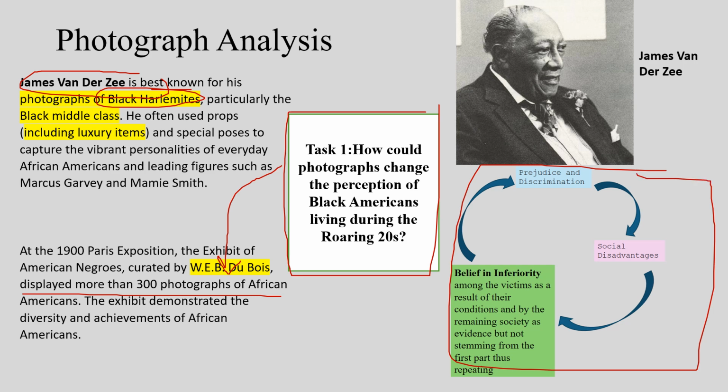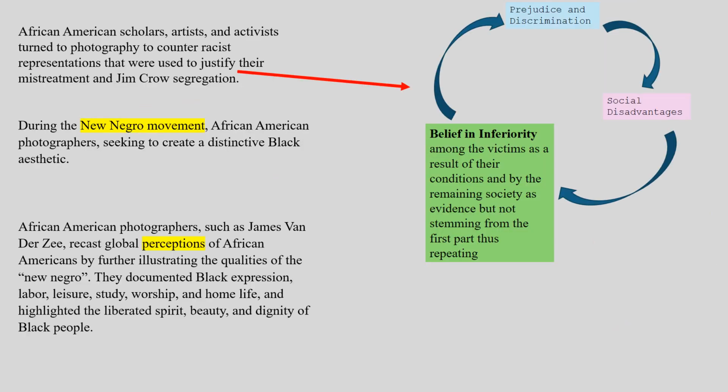And the thing we want to focus on here is the possible belief in inferiority that can develop within the African American thought process as a result of some of the images that we see, which is the whole point of James Van Der Zee trying to challenge that particular perception. And as we look at the African American experience in America during the 1920s, as we get close to the Harlem Renaissance, we'll see this term come up several times, this new Negro movement that is starting to emerge.